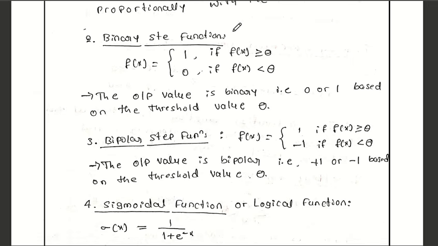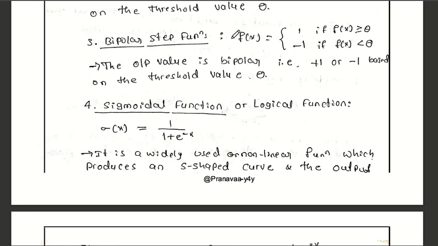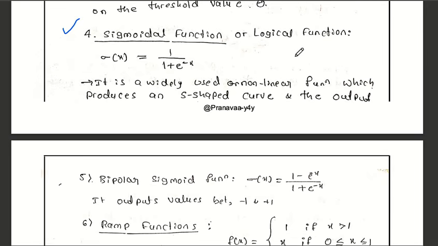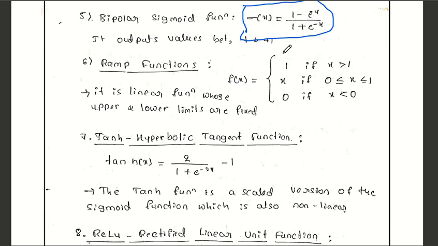Second one is the binary function. The output value is binary, that is 0 and 1, based on the threshold value theta. Then the third one, the bipolar function; the expression is given here. Fourth one, the sigmoidal function, also called the logistic function; the expression is given here. Then the fifth one is the bipolar sigmoid function, that is sigma of x equals 1 minus e raised to minus x, over 1 plus e raised to minus x.